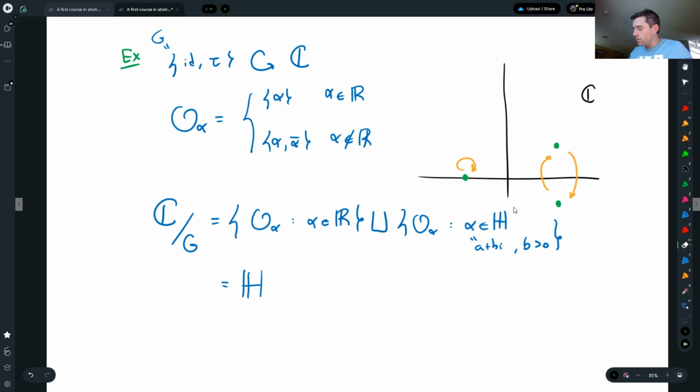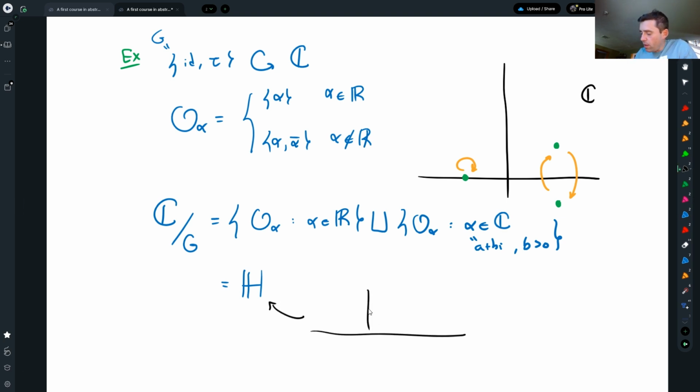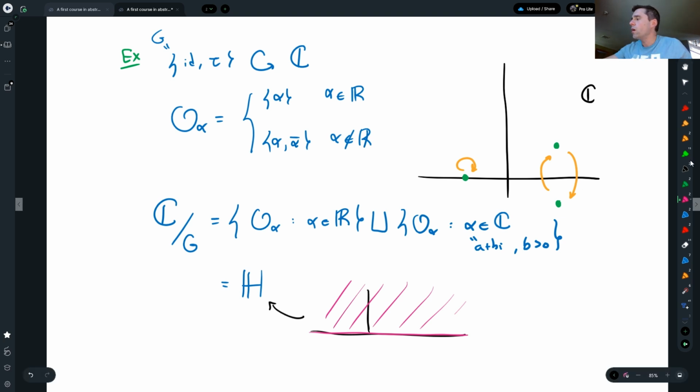So that's not what I meant here. I meant a complex number with positive imaginary part, and this is the upper half plane, so it's all of this, including the real line. That is a set of representatives for every type of orbit of the complex numbers modulo the action of conjugation. Okay, so now let's talk about fixed points and stabilizers.